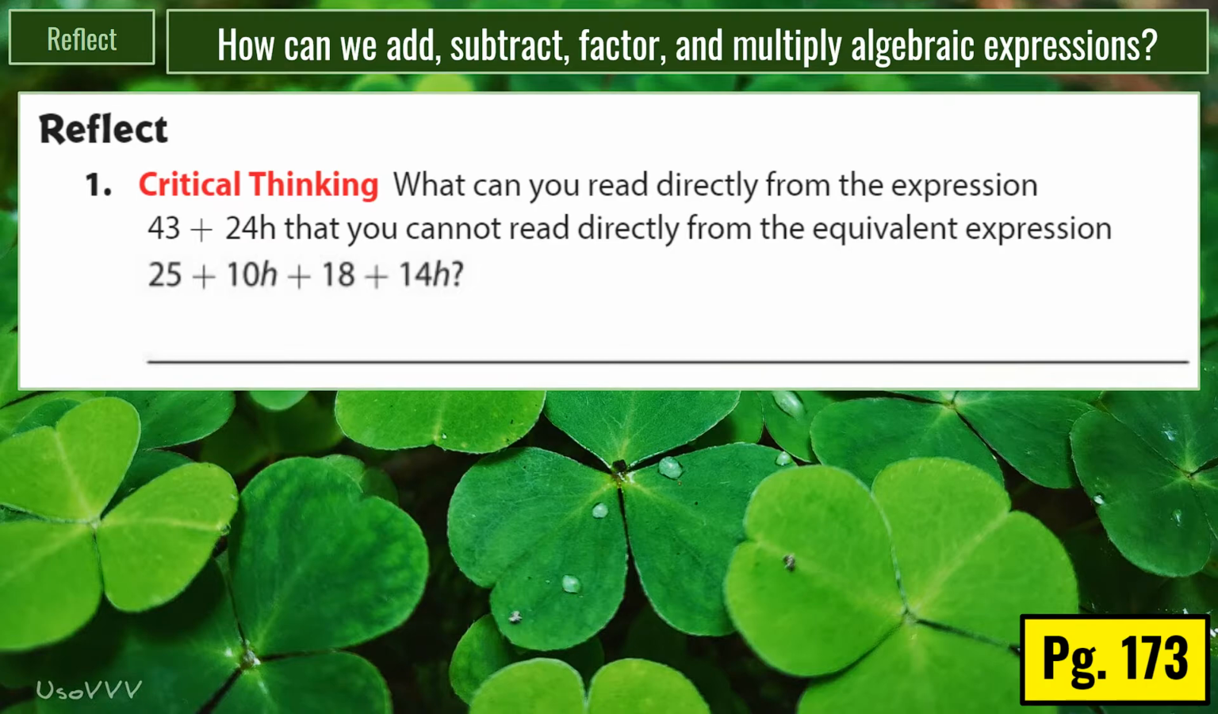Well, it goes back to what our goal was. Our question in the last problem asked us, how much is the company going to pay? The simplified one makes it a lot easier for the company to see how much they're going to pay. It makes it very simple for them to tell that they're going to be paying $43 in fees and $24 per hour.